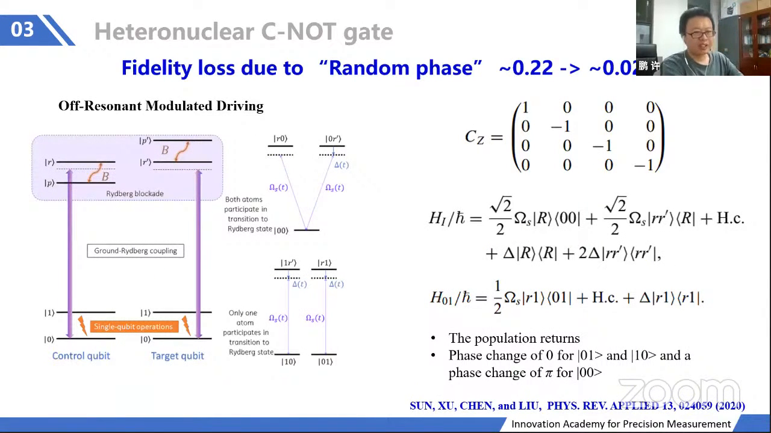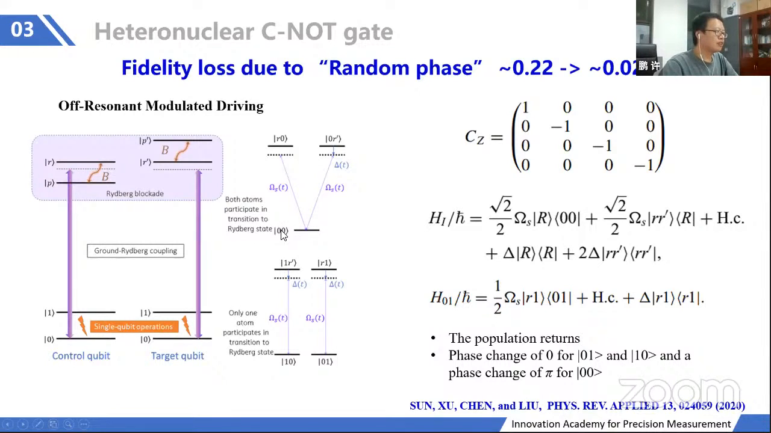But we have found another way. Recently, we proposed in Physical Review Applied an off-resonant modulated driving method. For this method, the main idea is like this. We can see here, if the 2 atoms are in the 1 and 0 states, there's only 1 atom doing Rydberg excitation.